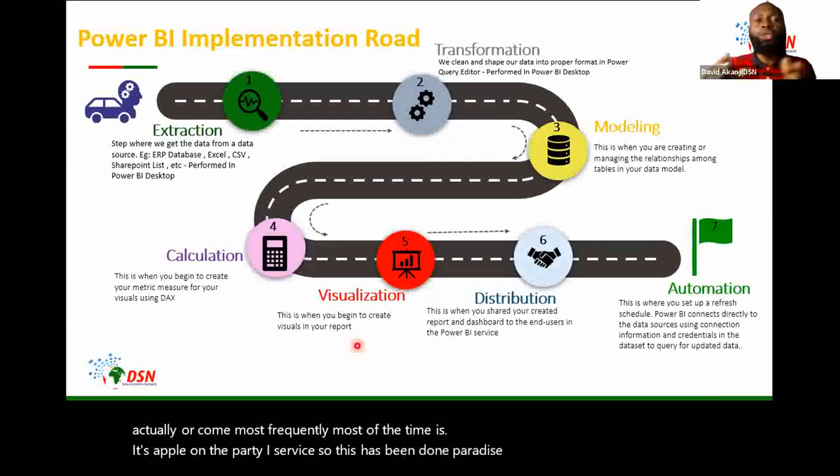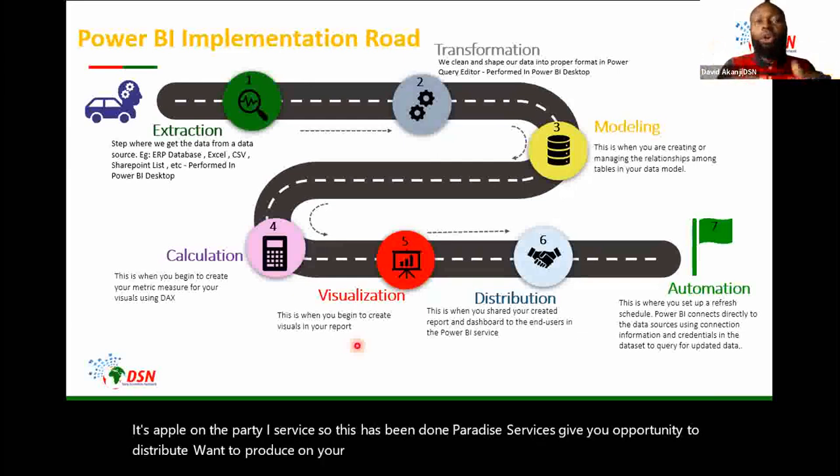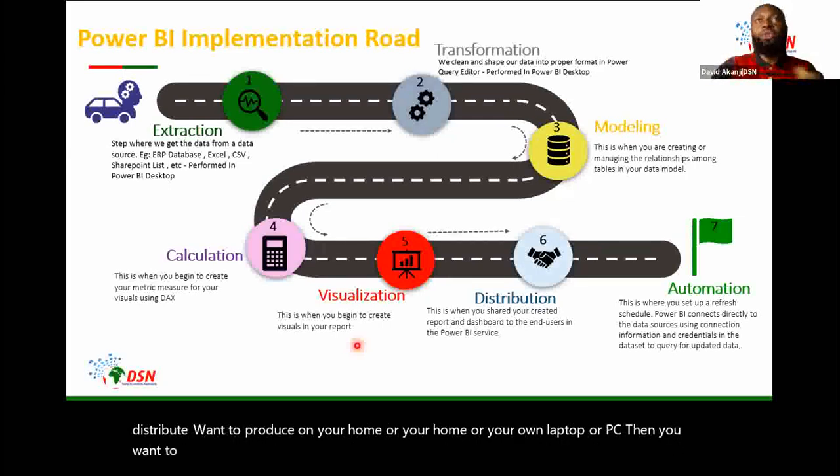It gives you the opportunity to distribute what you produce on your home laptop or PC. Then you can share with people outside the country, anywhere, with your business lead or your business manager. So distribution is the sixth aspect of the Power BI roadmap.